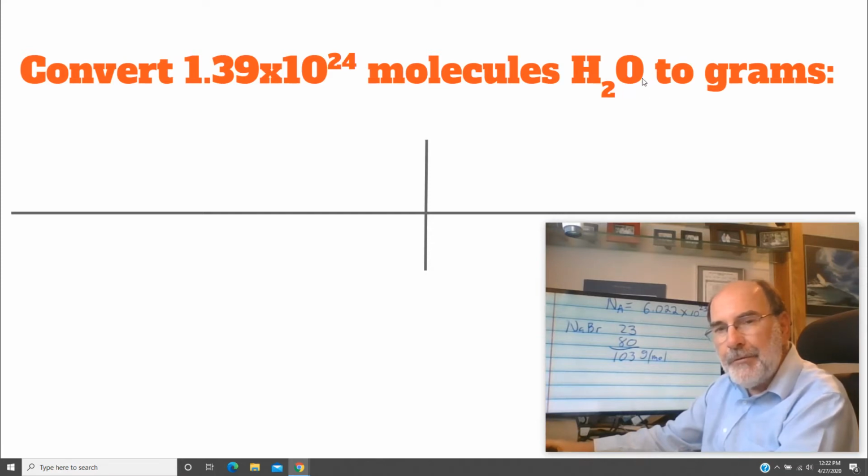For the grams per mole, you can do that in your head. Call oxygen 16 grams, call each hydrogen 1. 1 plus 1 plus 16 means 18 grams per mole.